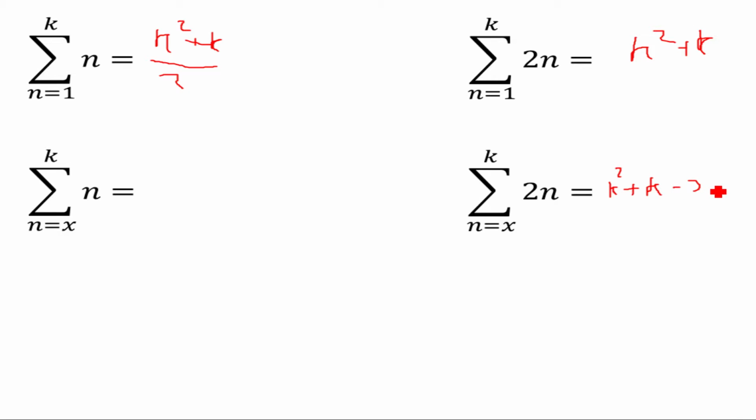minus x squared negative x. But if we do that, then this actually equals, I've just seen this now, k squared minus x squared plus k, and then these two come together and we get plus x. I don't think that's going to work if we put that back in with our 3 and our 5, but I'm going to try it.